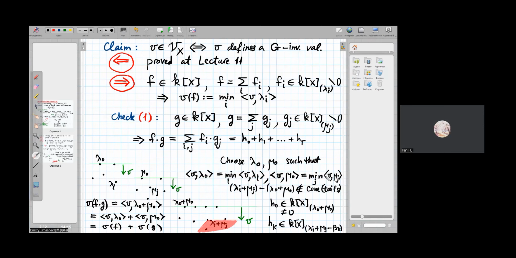So finally, we deduce the multiplicative property. And this concludes the proof of lemma 4 in the quasi-affine case. So if you still have questions, then you can ask. Are there any questions?